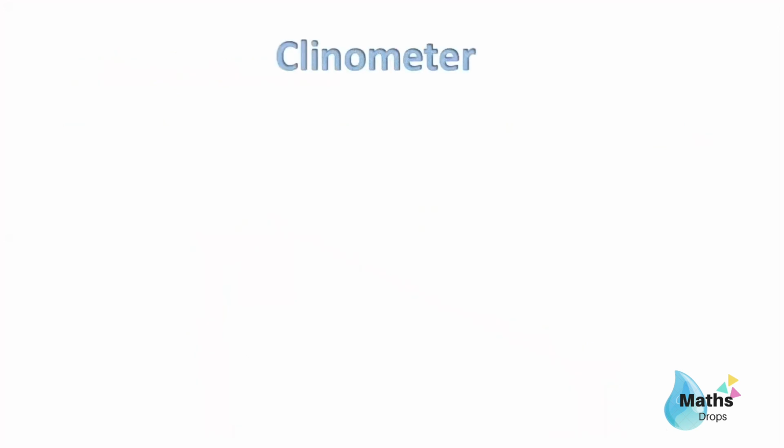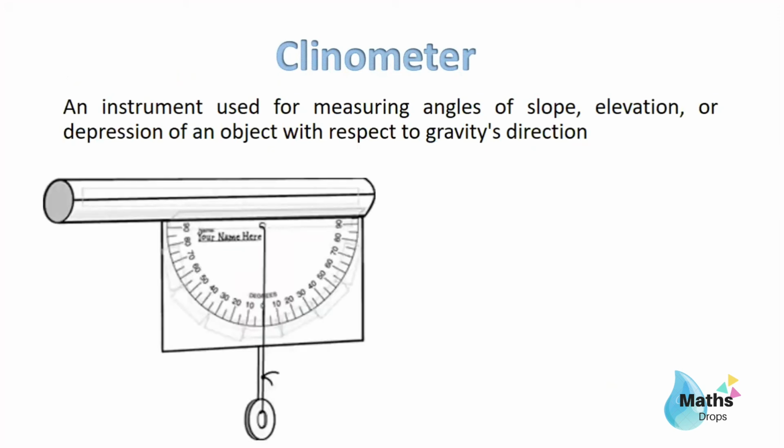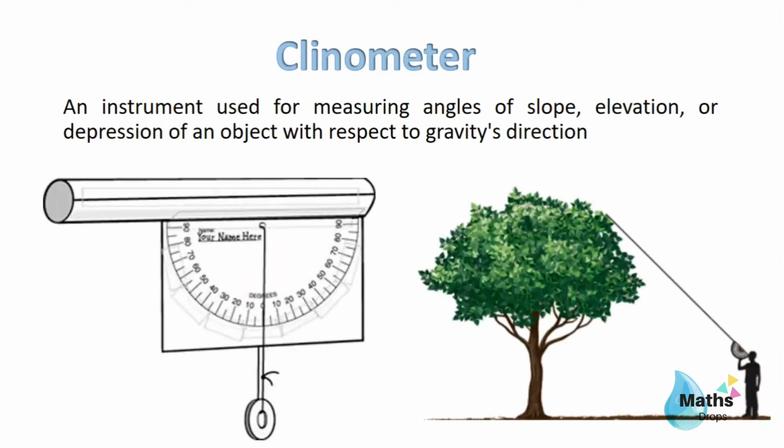Okay. The clinometer is an instrument used to measure the angle of slope, elevation or depression. The clinometer looks like this. This is how a clinometer is used to measure the angles.